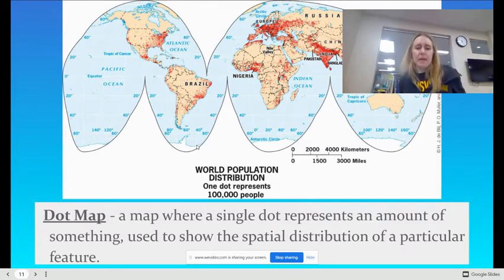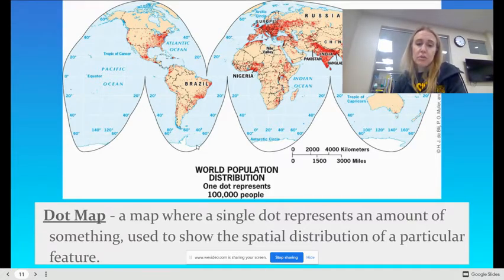And so a dot map is a map where dots are used to represent an amount of something, and it's used to show the spatial distribution of a particular feature. And so when you have a lot of whatever feature is being showed, you will see a really high density of dots that are very close together. And when you have not a whole lot of whatever the dots are representing, then you will see a very sparse area. You won't see a whole lot of things here. So we're going to take a look at this dot map.